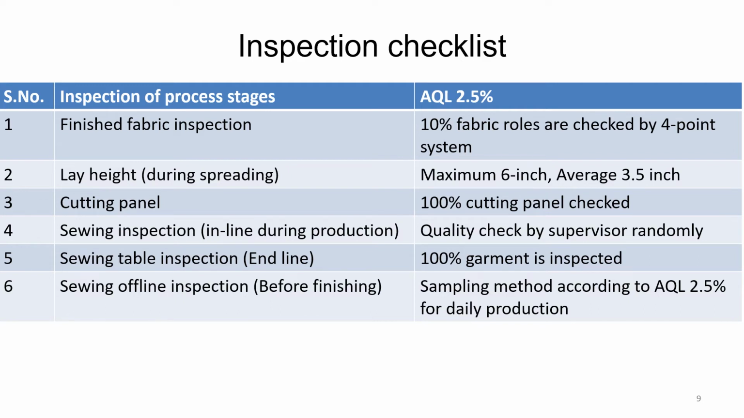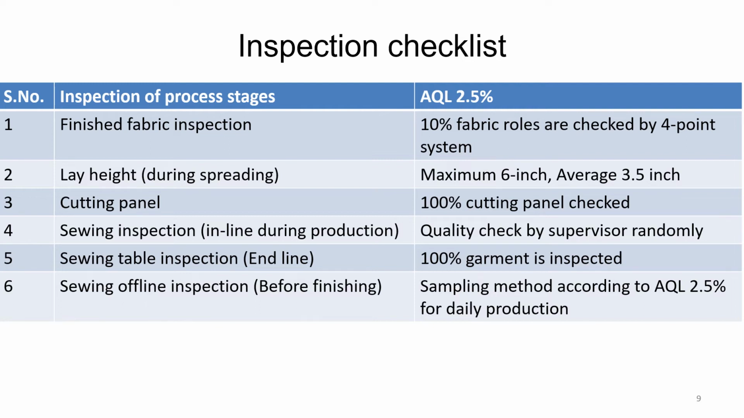And when all the operations have been done, at the end, which is serial number 5, there is a sewing table. Once the garment has been stitched completely, it is put on a table. On the table, 100% of the garments are inspected for all kinds of defects, for the measurements, for the fit, everything.